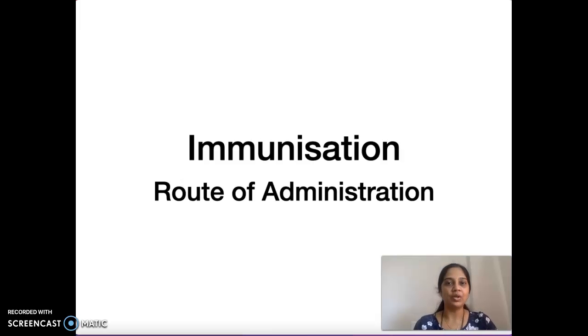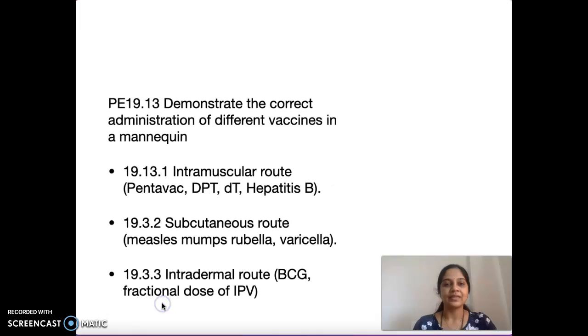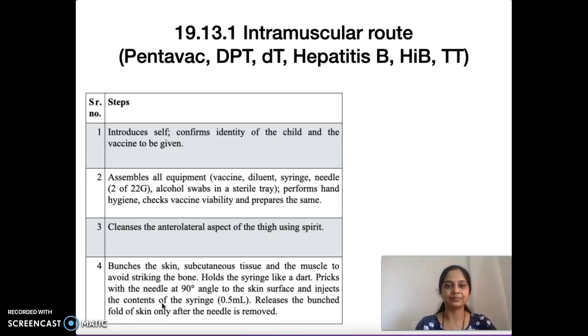Hello, welcome you all to another session in immunization, that is route of administration of different types of vaccines. This would cover the pediatric competencies of demonstration of correct administration of different vaccines in a mannequin. The learner has to understand the different routes of vaccination, which include intramuscular, intradermal, subcutaneous routes along with oral administration.